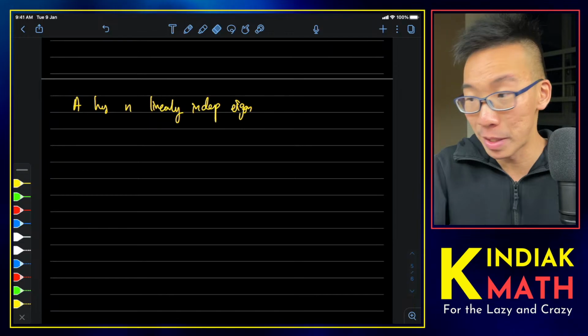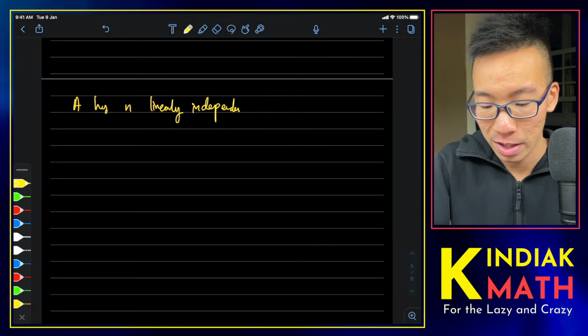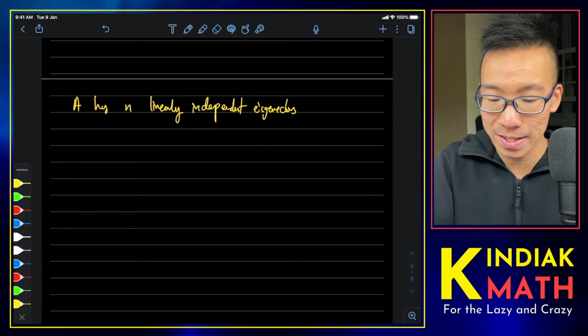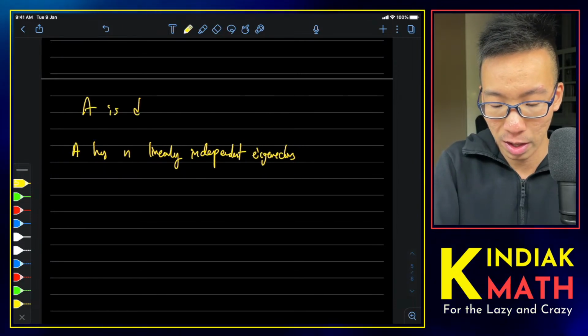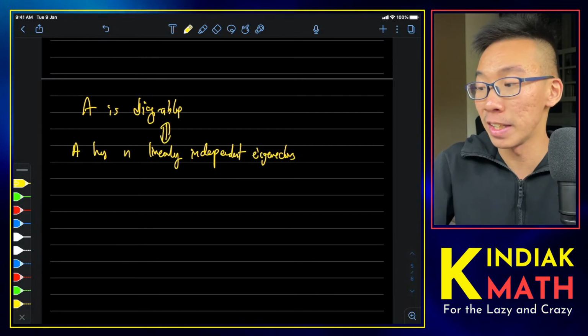Let's talk about the PDP inverse. So we say that A has linearly independent eigenvectors, or rather we say that A is diagonalizable precisely when it has n linearly independent eigenvectors.